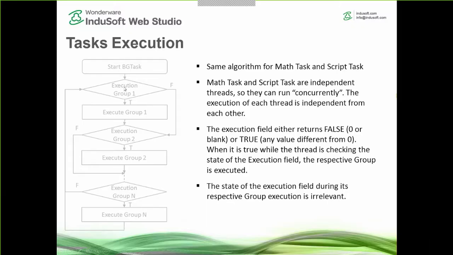We check the execution field. If it is false, check the execution from the next group. If it is false, check the execution from the next group. And whenever the execution is true, execute that whole group and then check the execution from the next group.